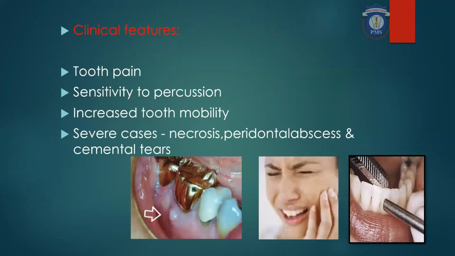In acute trauma from occlusion, the patient will have more clinical features or symptoms. The patient will be more symptomatic. The clinical features are tooth pain, sensitivity to percussion, and increased tooth mobility. In severe cases of acute trauma from occlusion, it can cause necrosis, periodontal abscess, and cemental tears also. So in acute trauma from occlusion, the patient will be symptomatic.